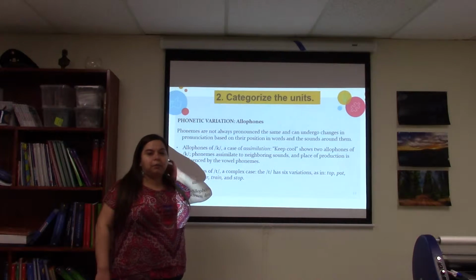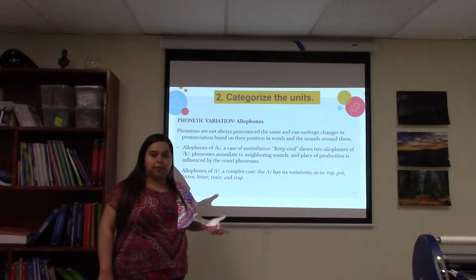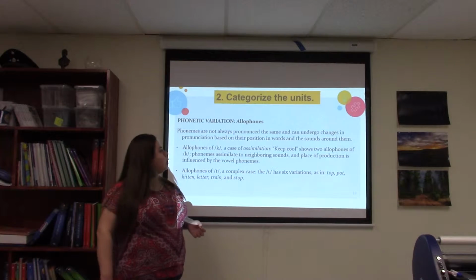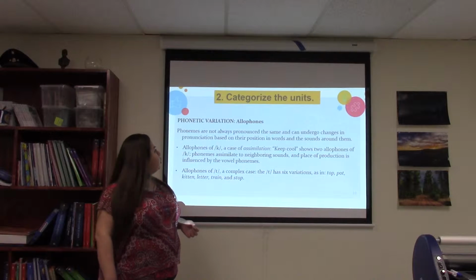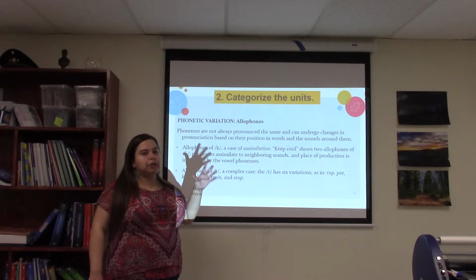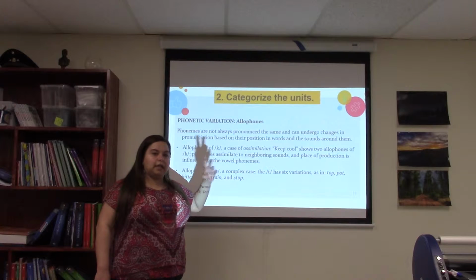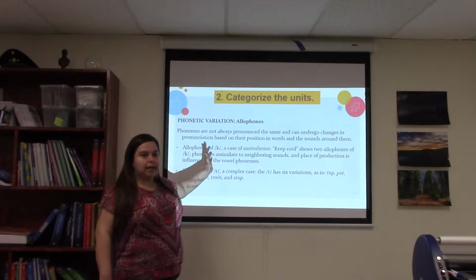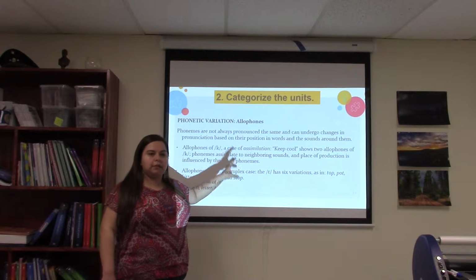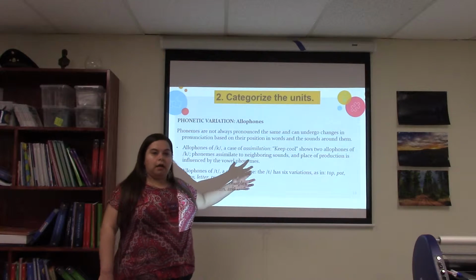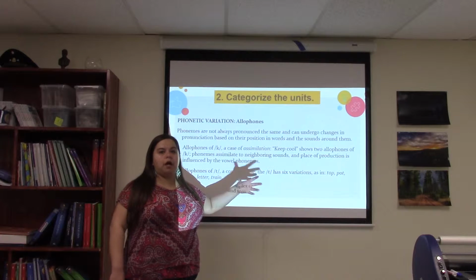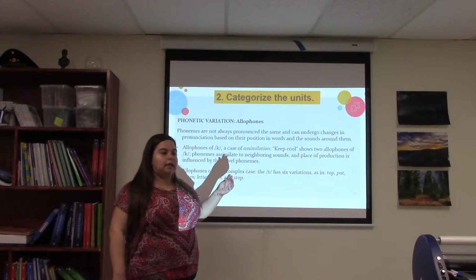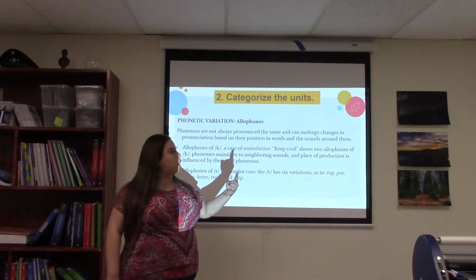Another thing to consider would be phonetic variation, which they mention are allophones. The phonemes are not always produced the same, and they can undergo changes of pronunciation based on their position in the words and the sounds that surround them. So we have the allophones of K, a case of assimilation. We think of the word assimilation like in groups: as an immigrant group would come, they assimilate to those around them. It's the same idea, that the sounds assimilate to the sounds around them.